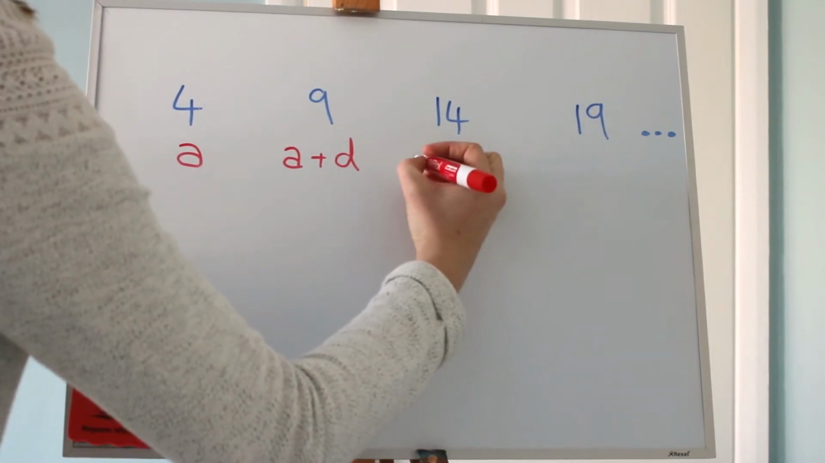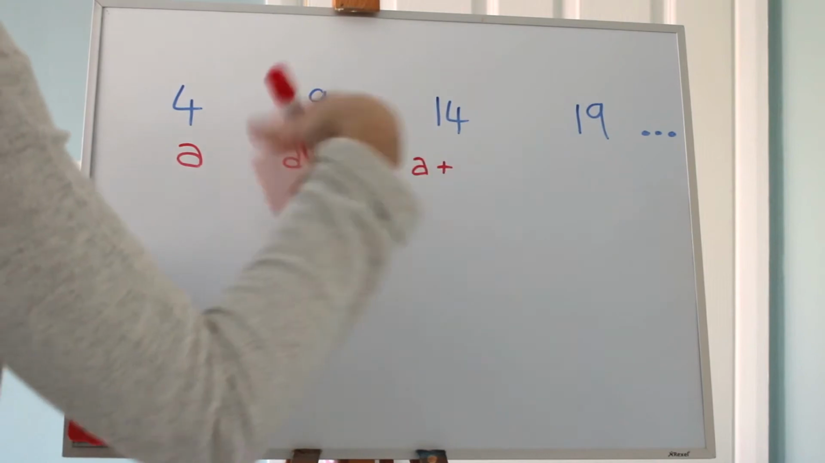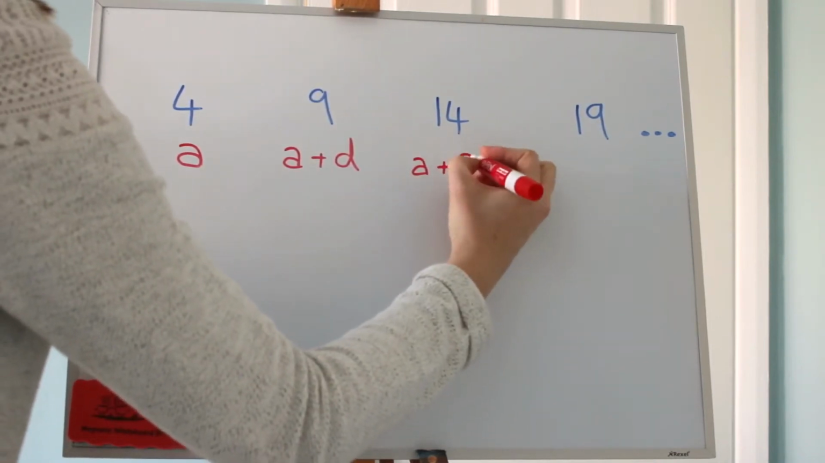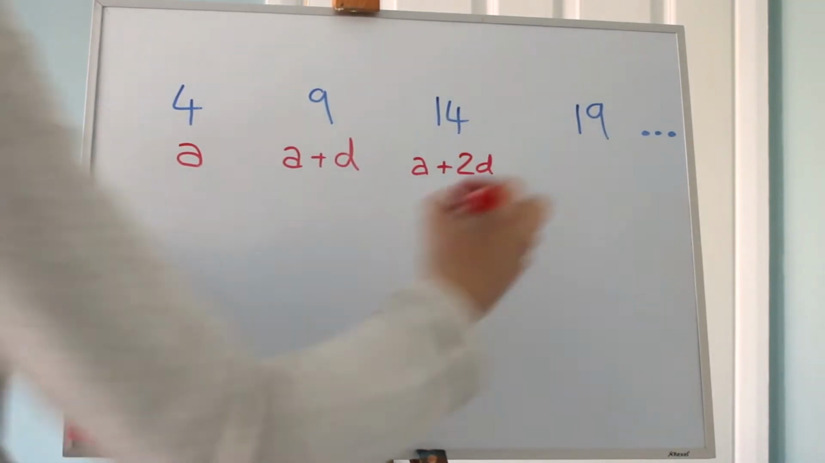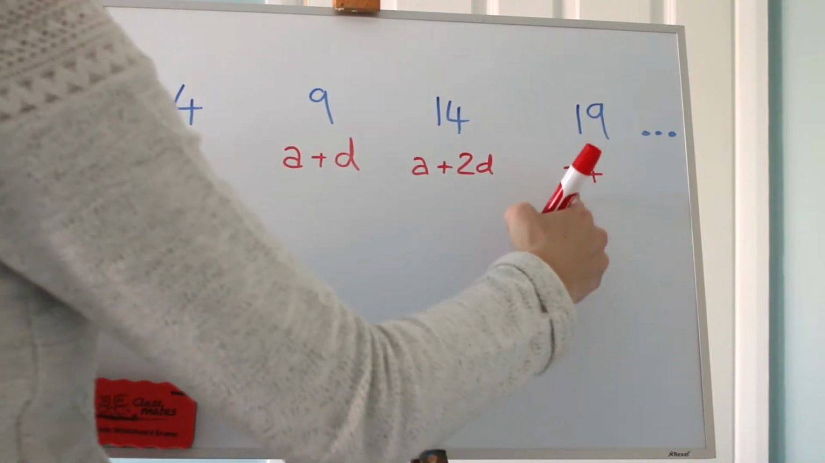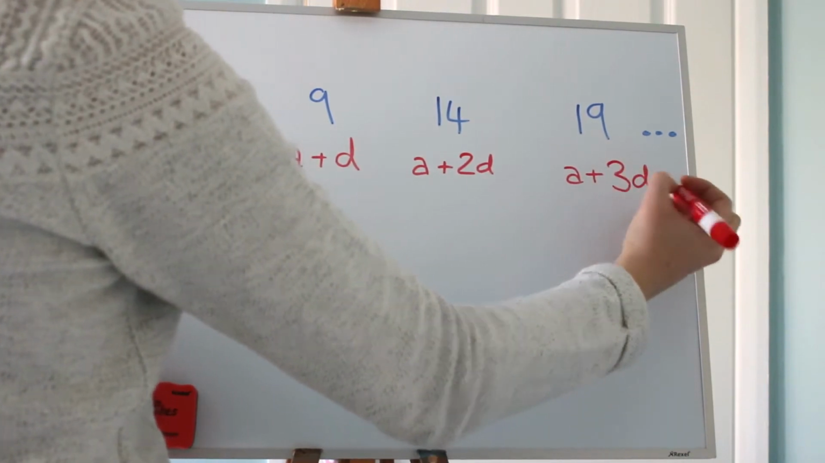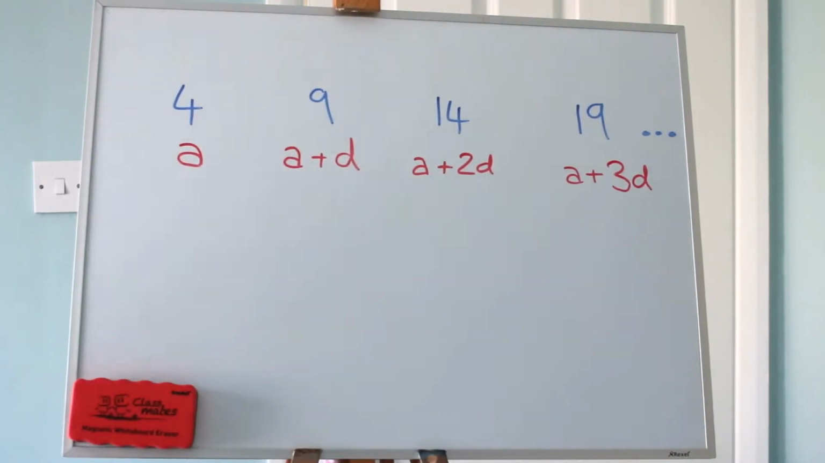The next term along we'll be starting with that first term and adding 2 lots of that difference, so adding 2D. The next term along again we'll be starting with that first number and adding 3 lots of the difference, so adding 3 lots of 5, and so on.